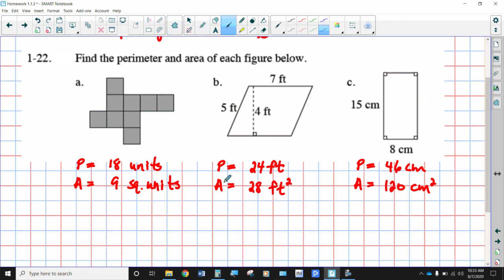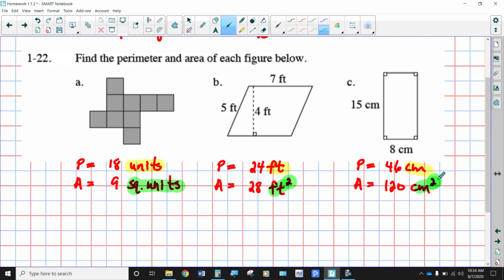Now, one other thing we have to make sure that we get correct. When we're finding perimeter, our units of measurement are always linear, which means you're just going to write the unit of measurement. Here are their units, here are their feet, here are their centimeters. But when we're finding area, our units of measurement are in squares. How many squares fill up the space? So that's where we have to include the square units, the square feet, and the square centimeters.